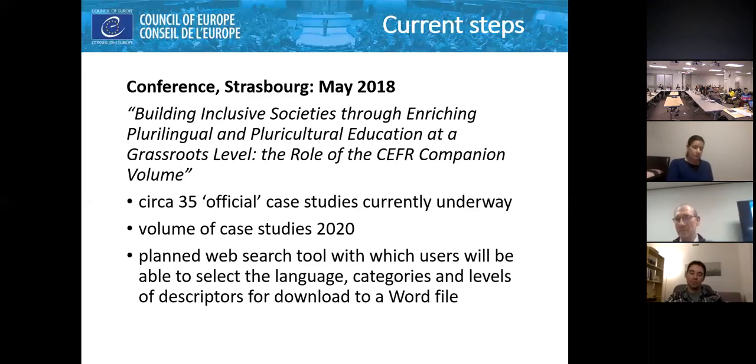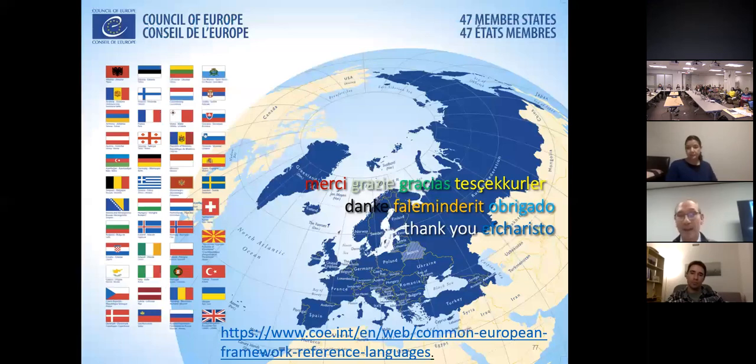Give me those descriptors, and it will give you all of those descriptors in a Word file which you can print out. And you could say, I want them for all levels, or I want them just for B1, or I want B1 and B1 plus. So we hope this is a tool which people will find very useful, rather than having to try and get them from the original source. So that's it. Thank you. And there's the reference there, the URL.